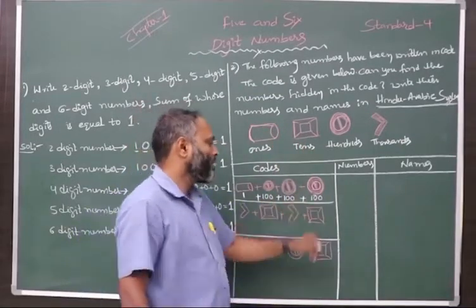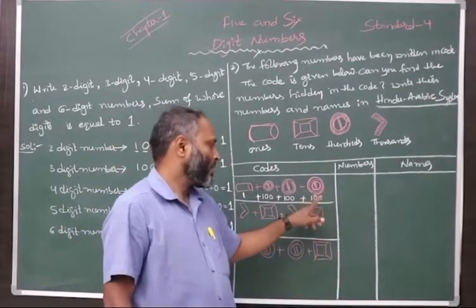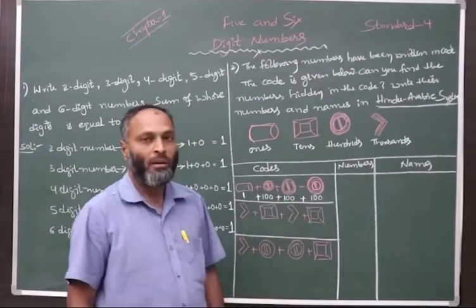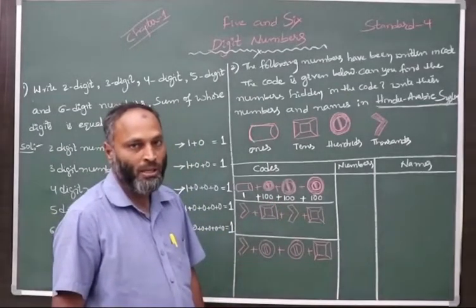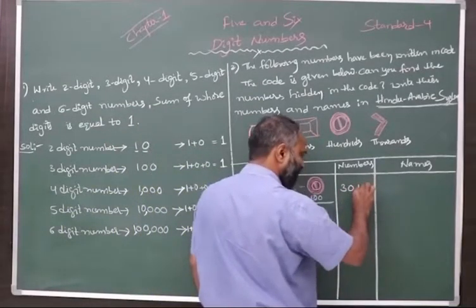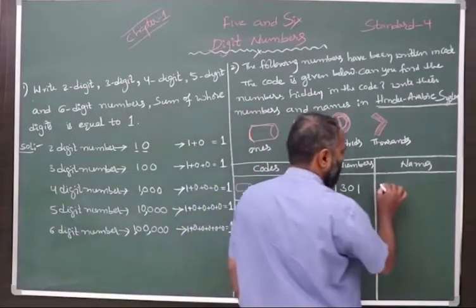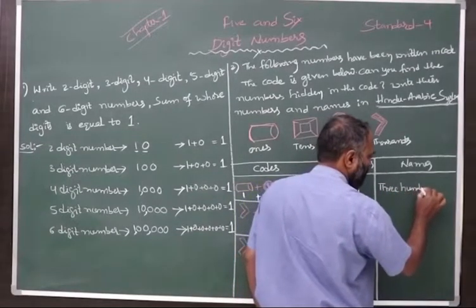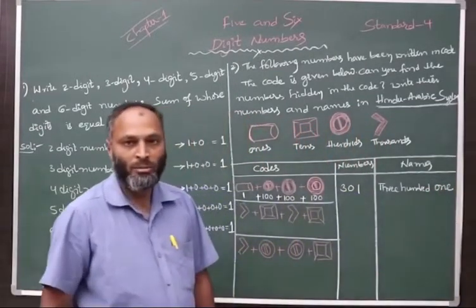And here how many circles do we have? 3 circles, means 3 hundreds. 100 plus 100, 200, 200 plus 100, 300. 300 plus 1, that is 301. This is the number. Then the name: three hundred one. This is the number name.